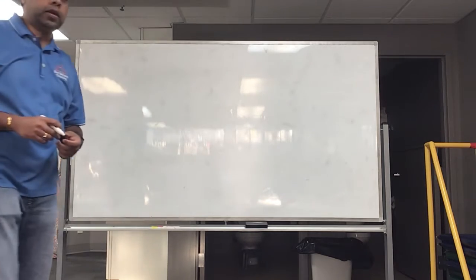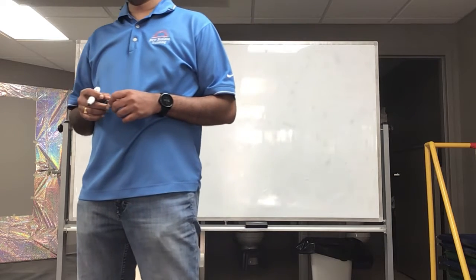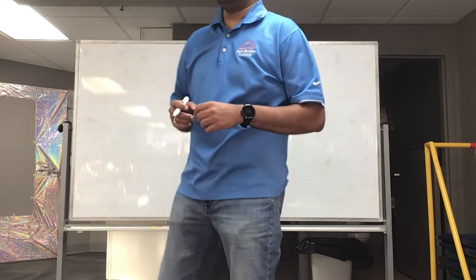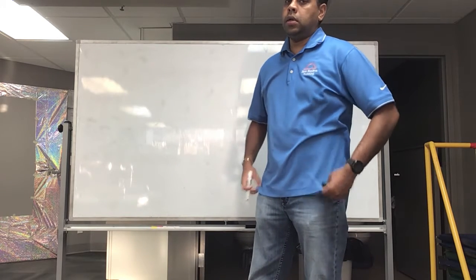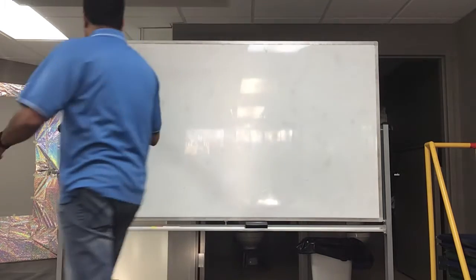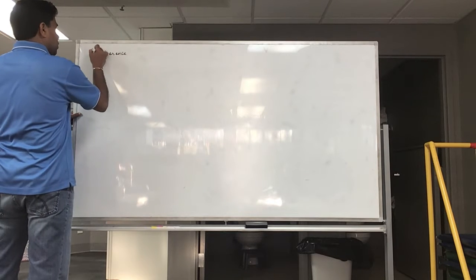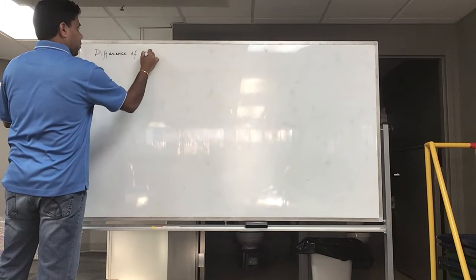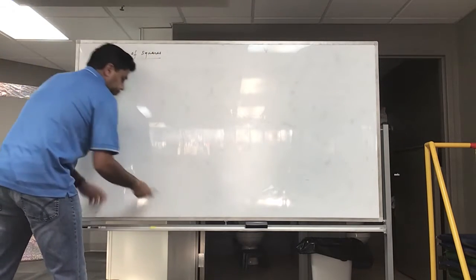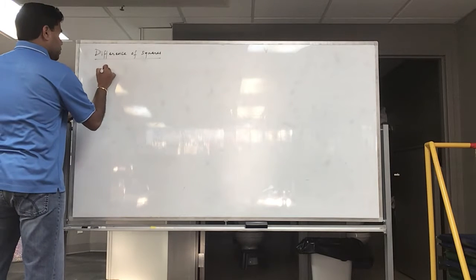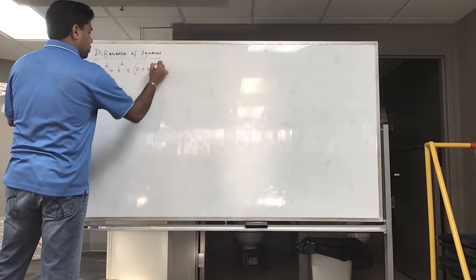All right, on page 15, there is an equation C. One of the most important equations. So let's get started with difference of squares. Difference of squares. And the formula is a squared minus b squared is equal to a plus b times a minus b.